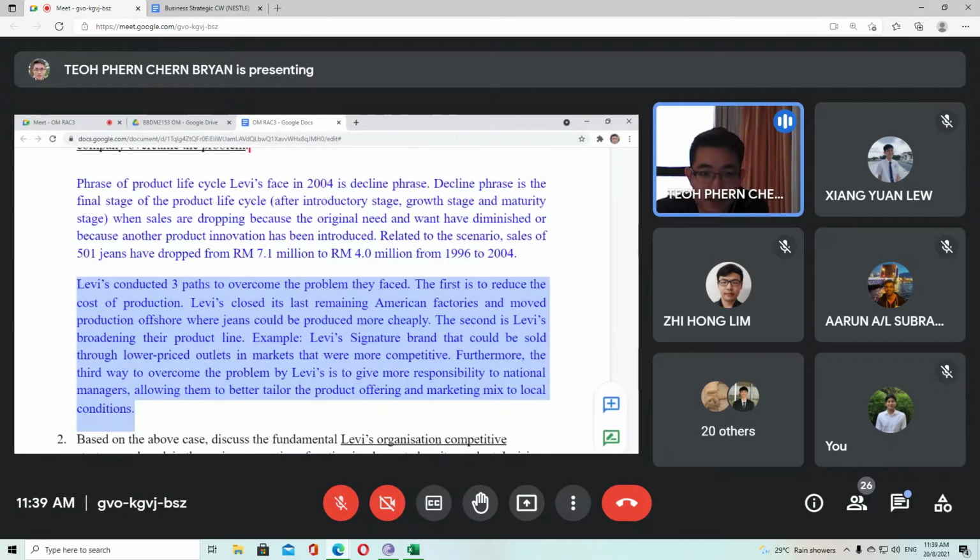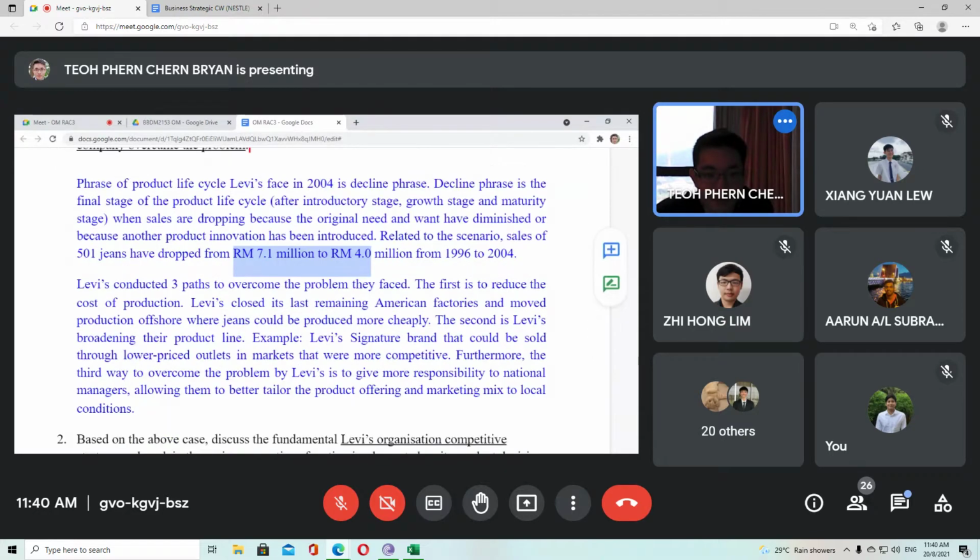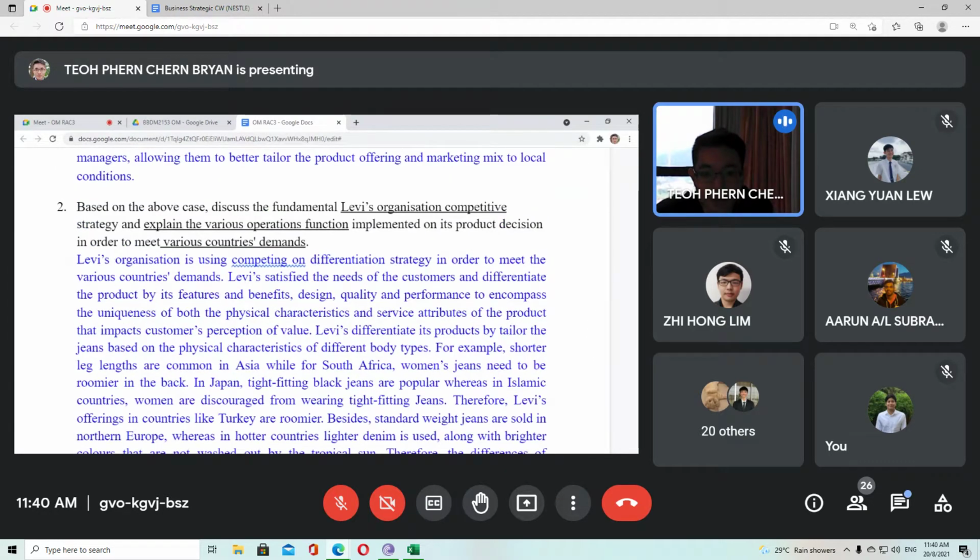And then the first part is also the same. Product life cycle you all know. So they were in the decline phase. After 2004, 2005 to 2008, it will be in the growth stage, right? But the question only asked about 2004. Okay, so obviously this is a decline. Okay, let's go on to question two.